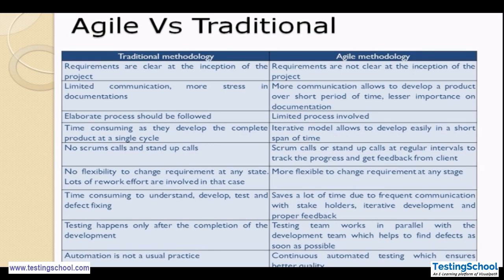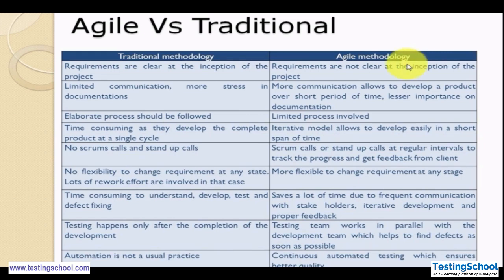And also in the traditional model, we have limited communication. Like you don't communicate very frequently with the client or with the management. But in agile model, we have more communication between our different stakeholders. It could be client, manager, test manager, or other team member. In our traditional model, we have an already elaborated process that needs to be followed in the same manner. But in agile, we have limited process.